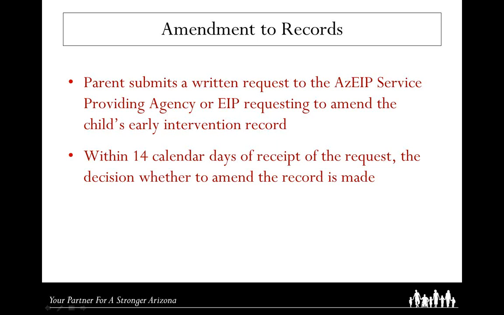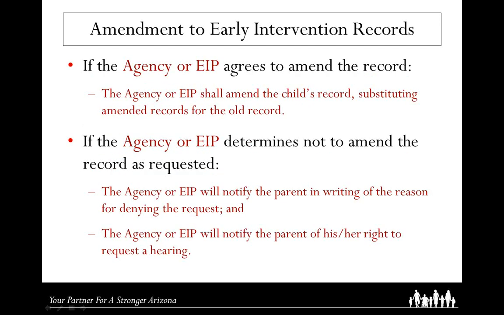Within 14 calendar days of receipt of the written request, the AZIP Service Providing Agency or Early Intervention Program decides if they will amend the child's early intervention records as requested. If the agency agrees to amend the record, it shall amend the child's record. If the agency determines not to amend the record as requested, it will notify the parent of his or her right to request a hearing.